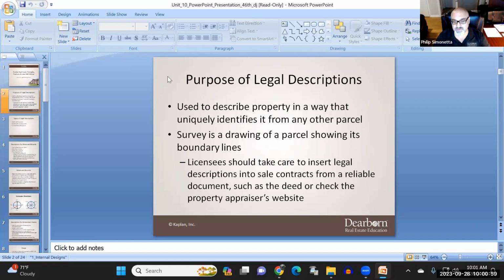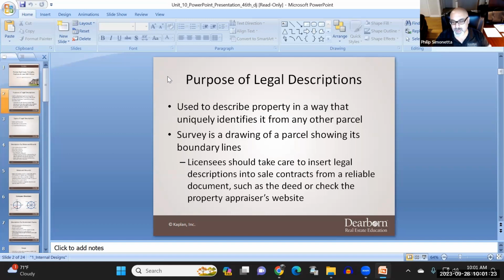So a survey is a drawing of a parcel showing its boundary lines, the exterior boundary. Licensees should take care to insert legal descriptions into sales contracts from a reliable document, such as a deed, or check the property appraiser's website. It's very important because if that's not properly inserted into the contract, it could void the contract.